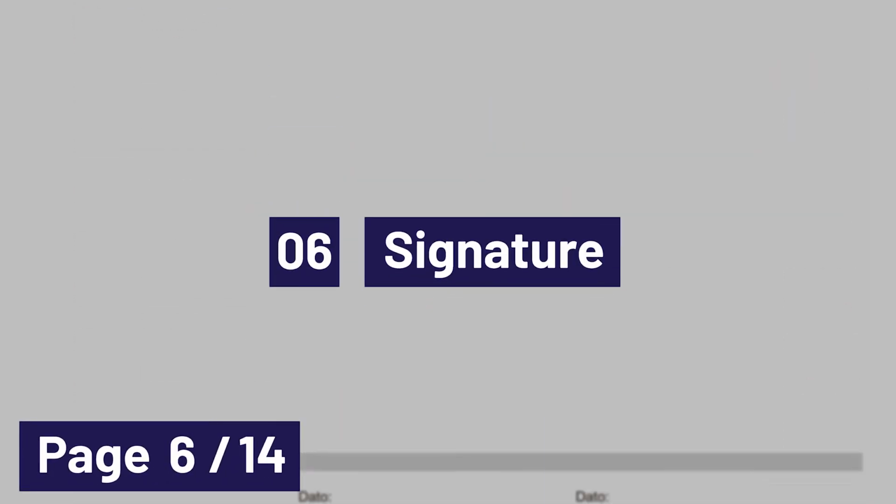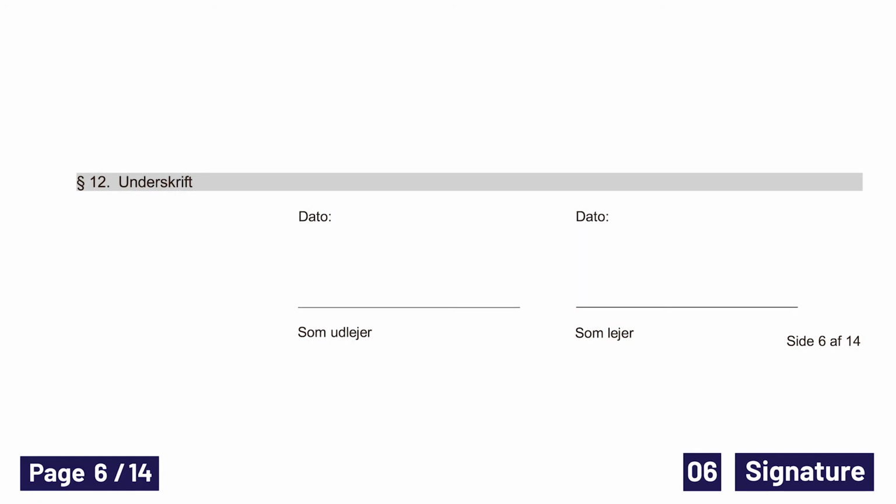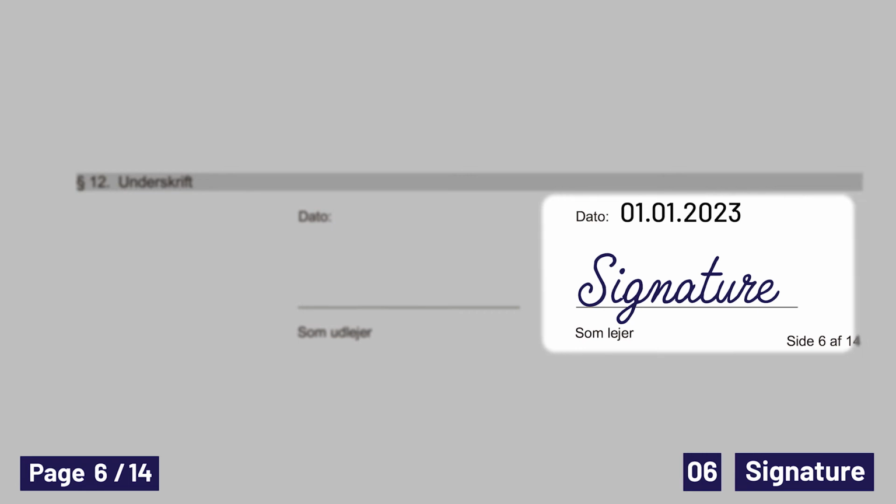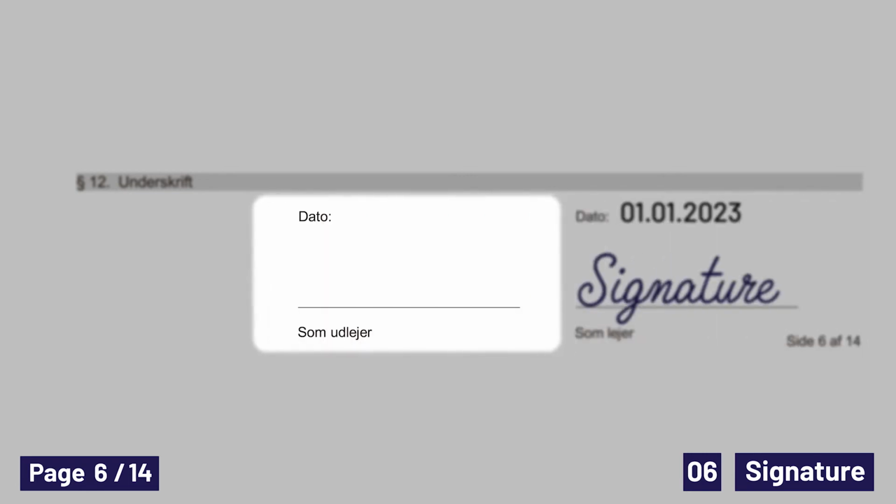Signature. Once you have read the house rules, you must sign the tenancy agreement stating the date and your signature here. This part is for the International Accommodation Office.